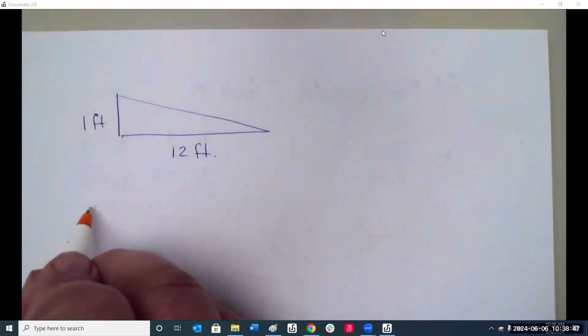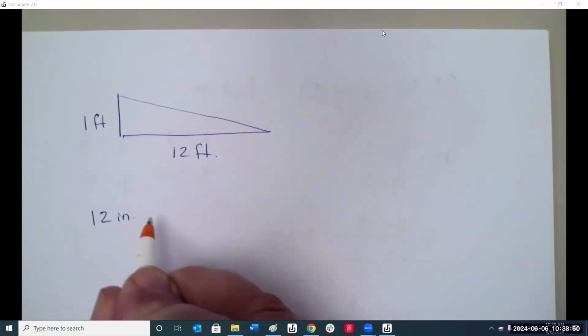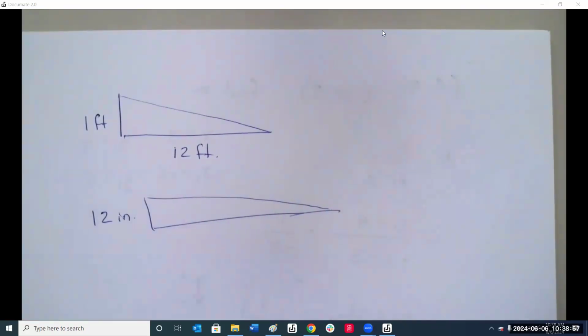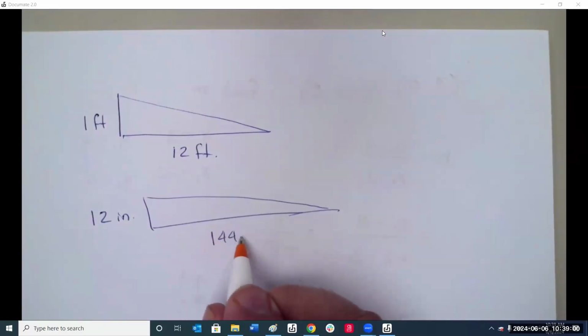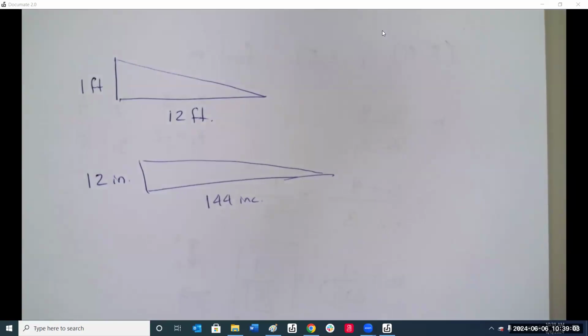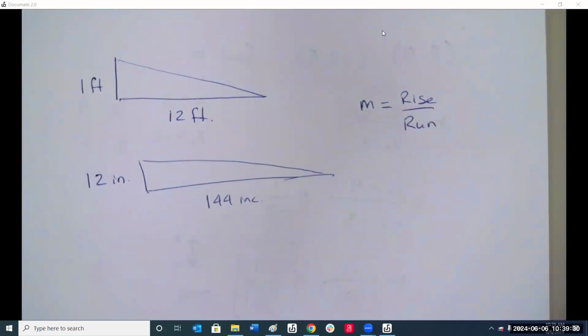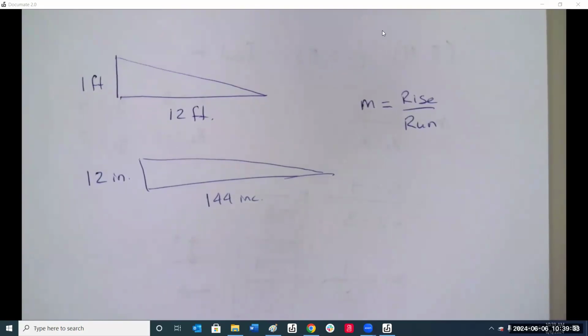So we can break this down further. We can say that 12 inches is 1 foot. And this is 144. So what's the slope of this thing? If we know the slope, it's much easier to figure out the stuff. How do we figure out the slope? Remember, slope is always rise over run. Rise means vertical change. Run means horizontal change.